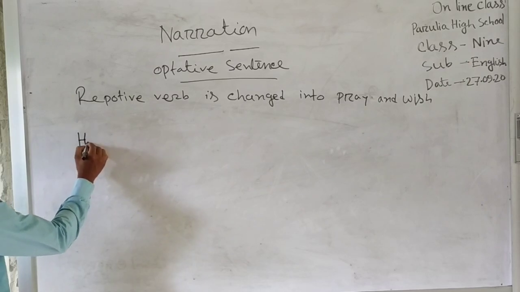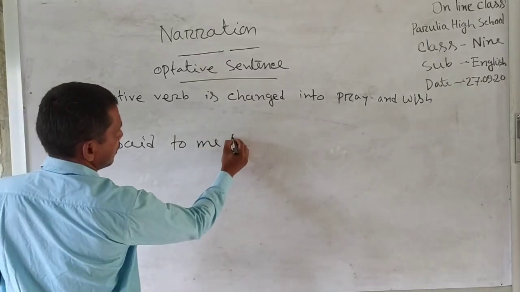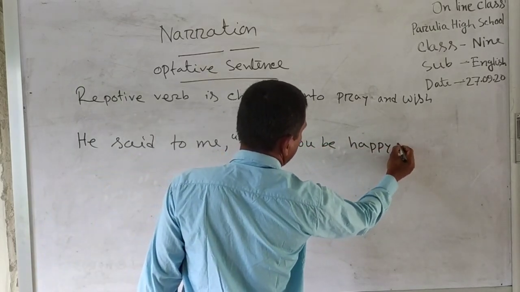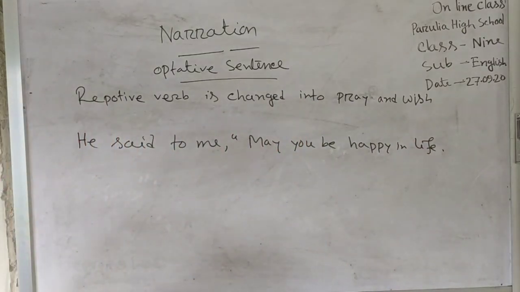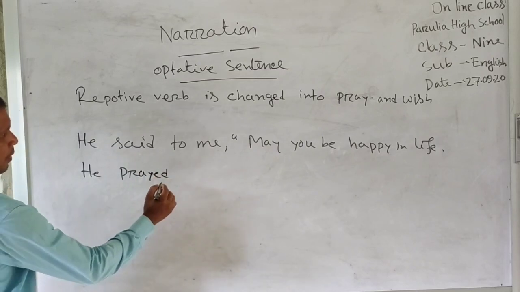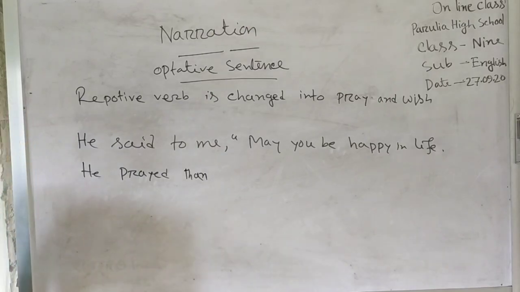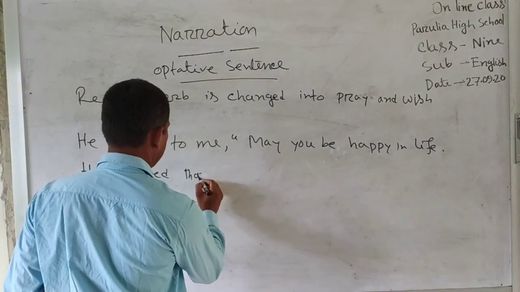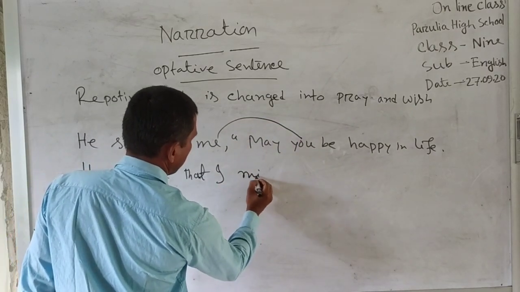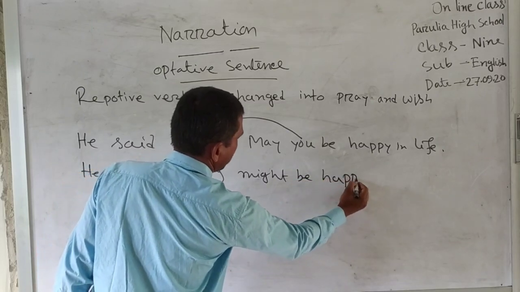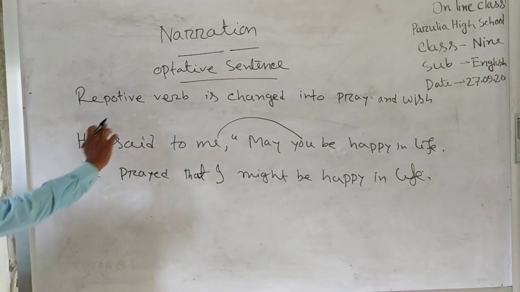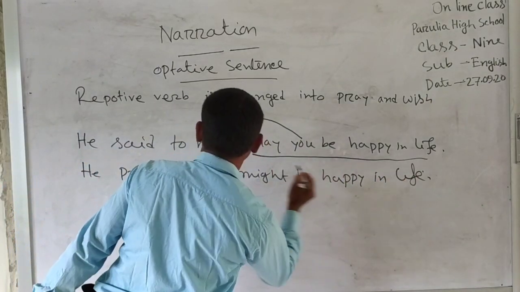Here, I give an example. He said to me, "May you be happy in life." The word "said to" is kept. Then the second person "you" is changed to "I", and "be happy in life". Yes, you notice that the reported speech is an optative sentence.